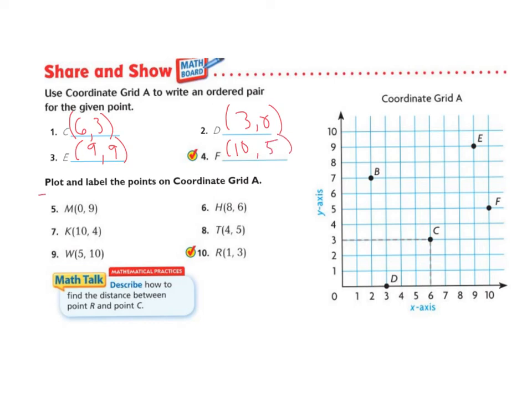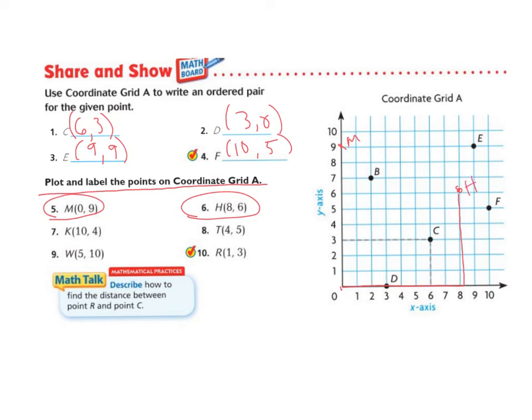All right, so now they want us to plot and label the points on the coordinate grid A. So first we want to do M. So I'm going to go over 0, so I stay here, and I'm going to go up to 9. And then I'm going to label it M. So let's do number 6. It's (8, 6). So that means I'm going to go over to 8, and I'm going to go up to 6. So I'm going to plot my point right here, and I'm going to label it H.